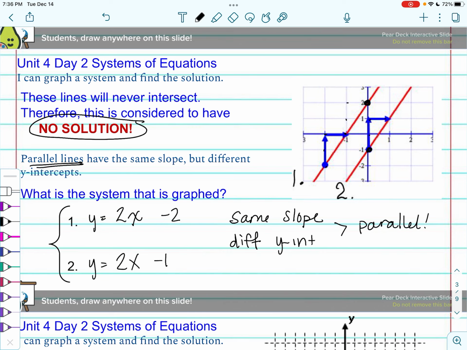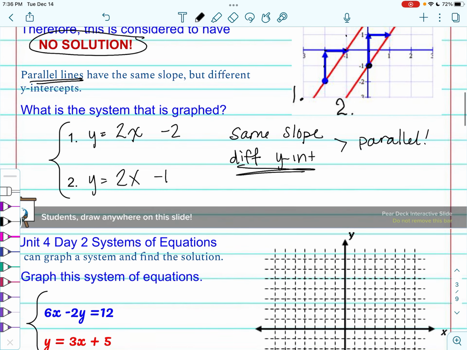So why did I make a big deal of this? If they have the same y-intercept, then they're going to be the same line. And I have a feeling we'll probably run into that.